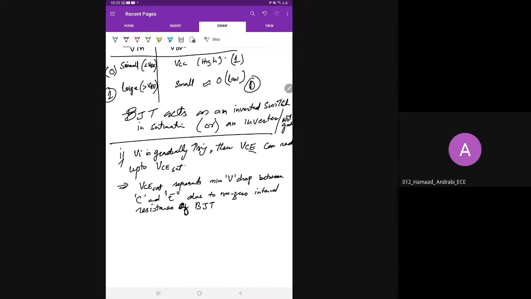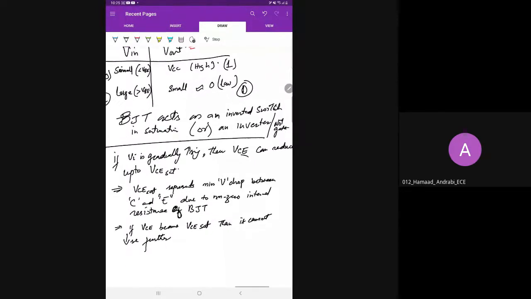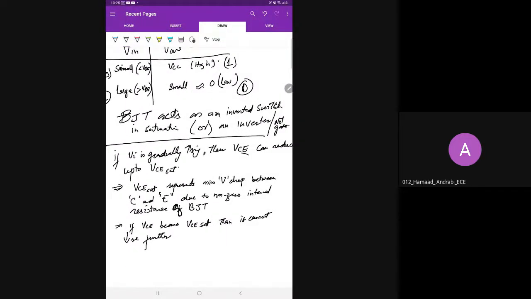is observed. Okay. Now see, if VCE becomes equal to VCE saturation, then it cannot decrease further because it is the lowest value. Hence, IC cannot increase further. IC will also reach a limit. IC will be maximum at VCE equal to VCE saturation.